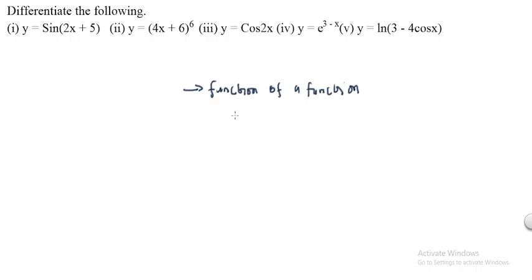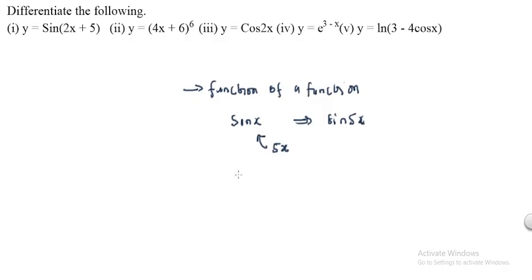So for example, a typical sine function is sine x. Instead of just writing sine x, if I decide to plug in, let's say, 5x here, my new function becomes sine 5x. So this 5x was substituted for the value of x. So sine 5x here is a function of a function.